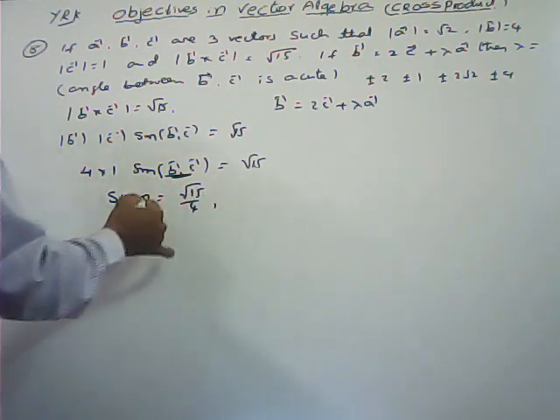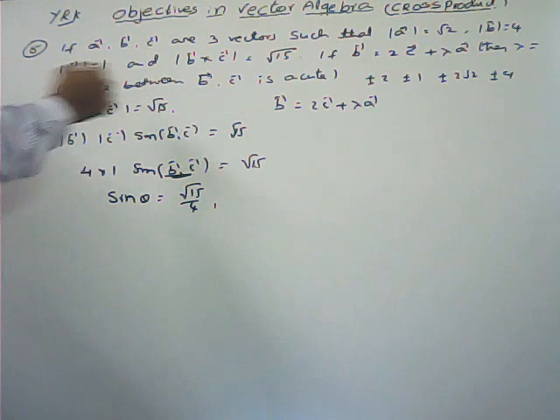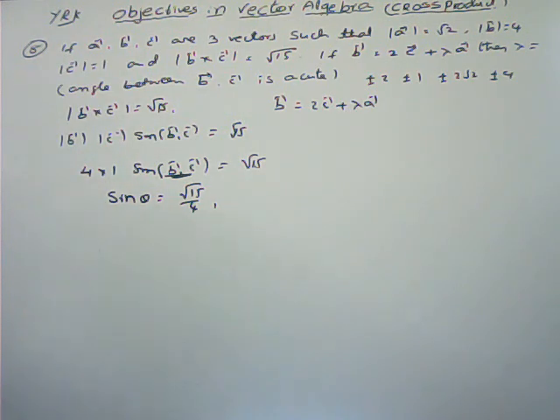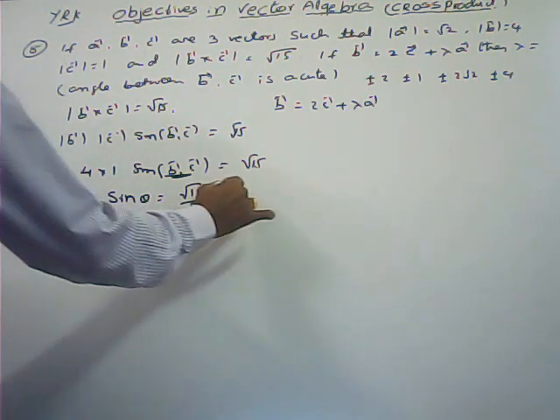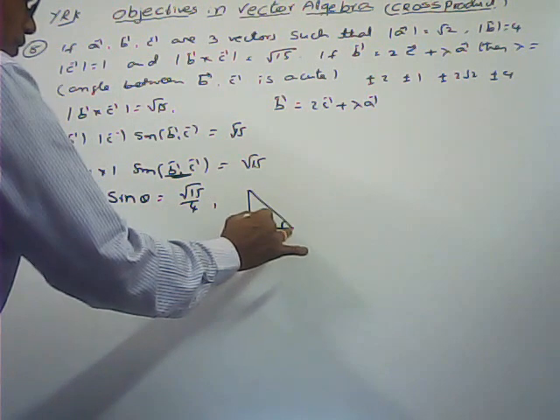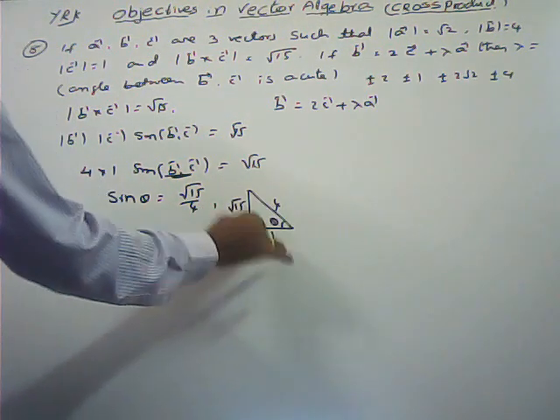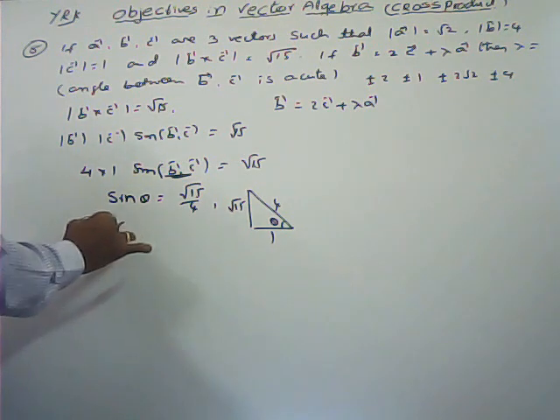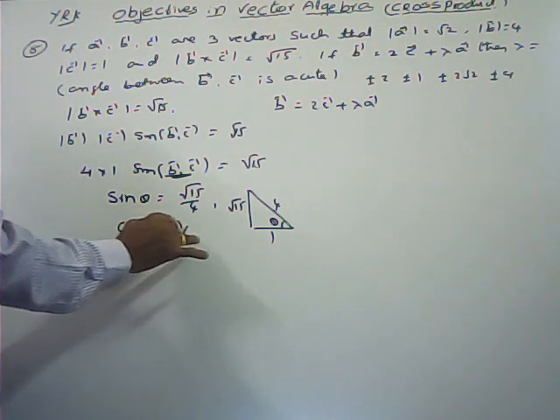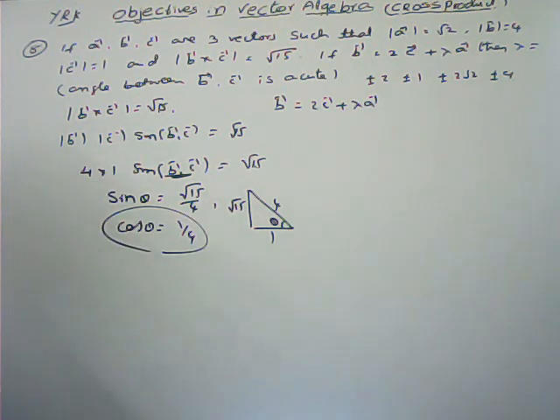Here theta is given as acute, the angle between B bar and C bar is acute, meaning 0 to pi by 2. If I take the triangle with root 15 by 4, 16 minus 15 is 1 only. So cos theta is equal to 1 by 4.